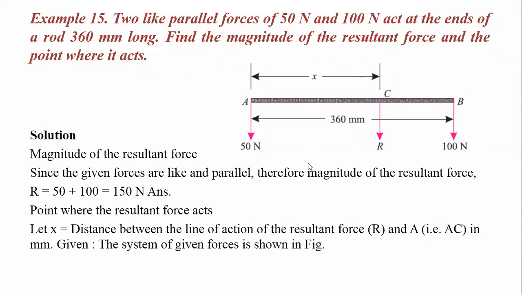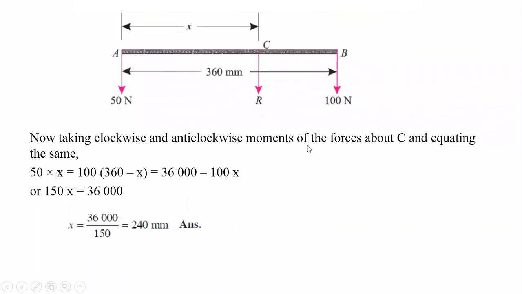R lies at this distance x. Now by using Varignon's theorem, let us take the moment of all the forces about point A. Take the clockwise and anti-clockwise moments of forces and equate them. Here, you may take the moment at any point, either at A, B, or C. Now let us consider we are taking the moment about point C.